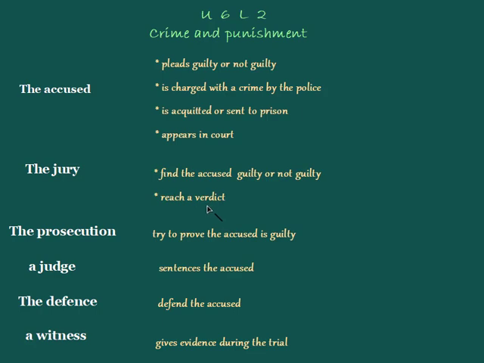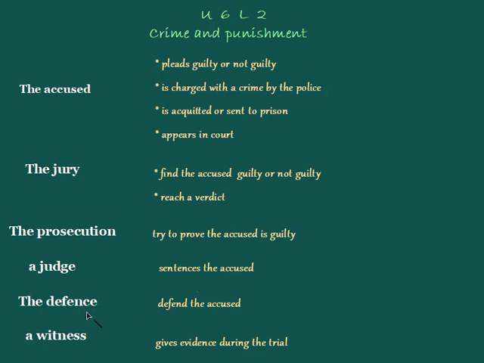And let's go to the next word, the prosecution. By the way, the prosecution is people who try to prove the accused is guilty. And I can say that this is the opposite role of the lawyer. So the lawyer is trying to prove that the accused is not guilty, but the prosecution is trying to prove that the accused is guilty. A judge is someone who sentences the accused. He is telling us the final punishment of the accused. Don't forget, the word sentence here is a verb, to tell the punishment of the accused person.